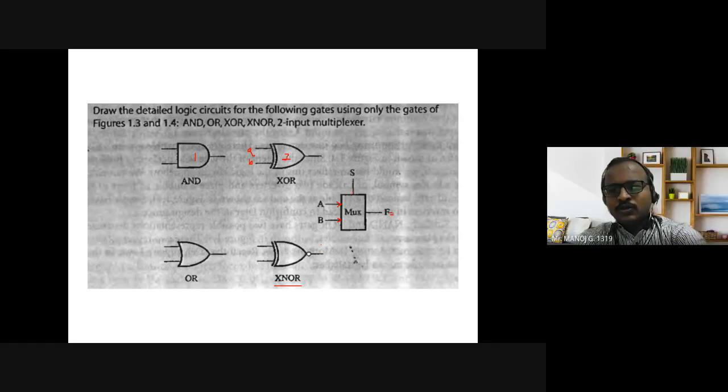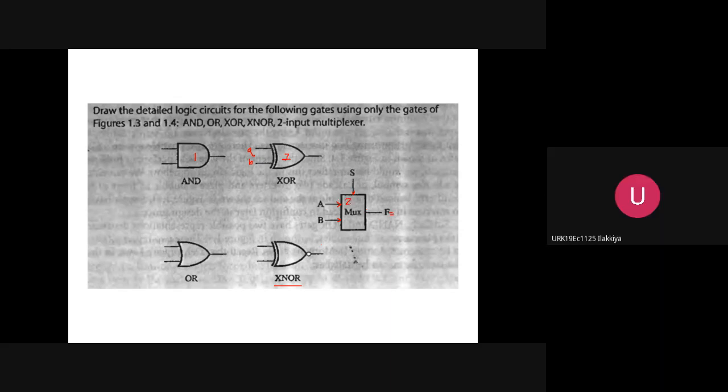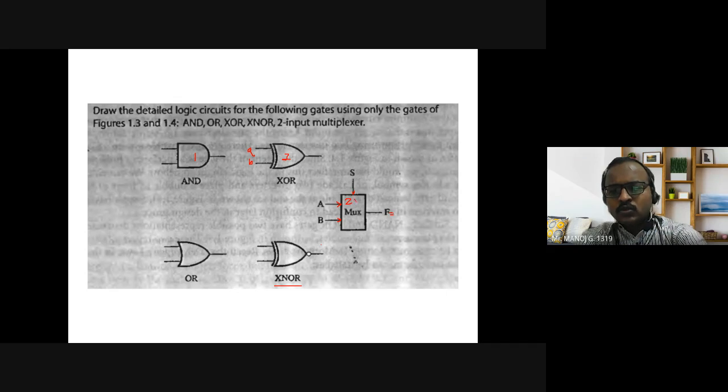You have the select line also as an input. So a mux will have 3 inputs and 1 output. But it is called 2 cross 1 mux. Why? Because it has 2 data inputs and 1 output. And the third input is the select line.